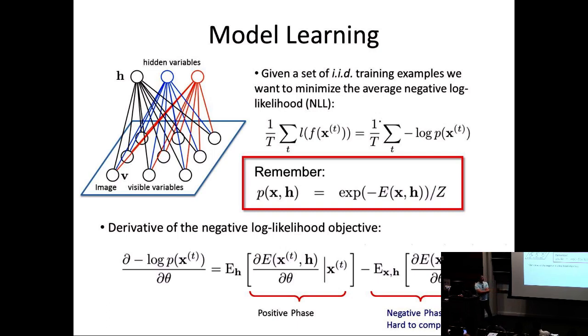So we can write down the derivative of the negative log likelihood objective. Here's our likelihood objective. If I differentiate with respect to the parameters of this model, the parameters being W and the bias terms, we're going to end up with this expression. Okay?